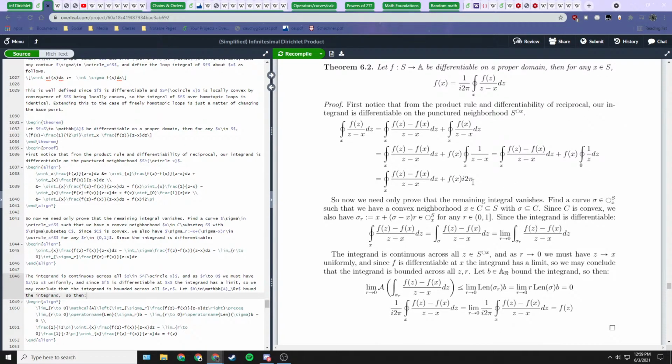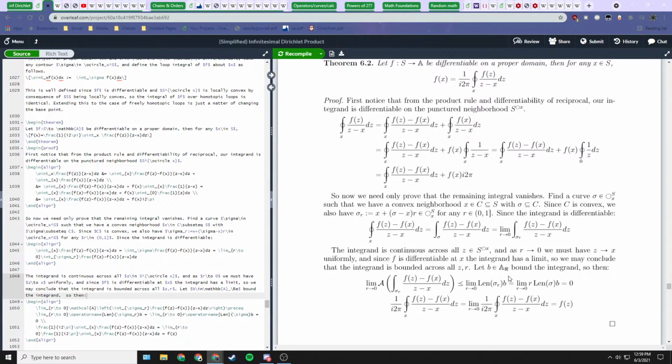Yes, 2πi times f of x. And then we can just divide through by 1 over 2πi. So this would be this limit at the very end. So we prove that this derivative limits uniformly. And we can bound this by taking the length of the contour to 0.